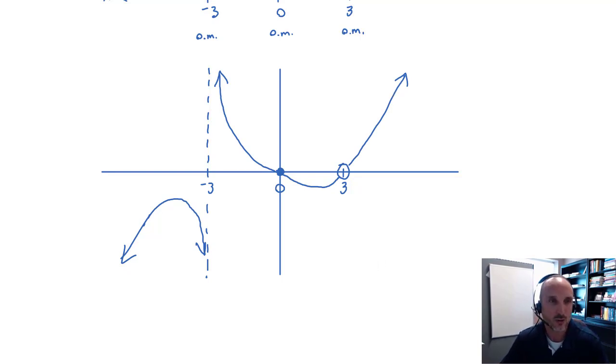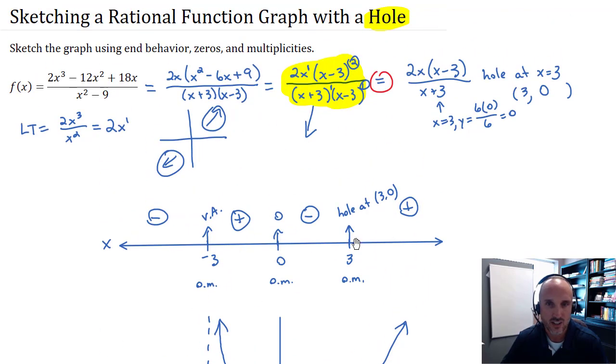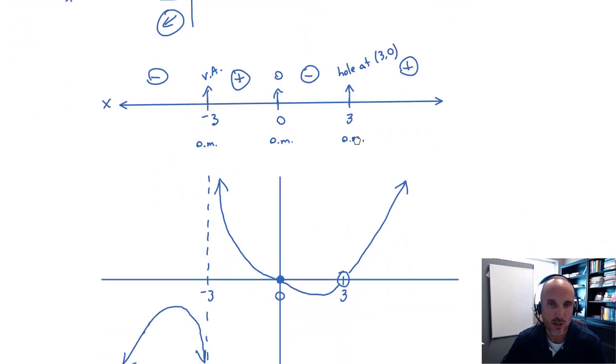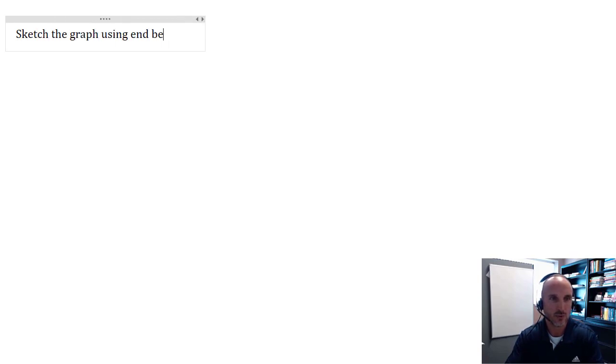Let's try another one that's a little bit different, where when you cancel the factor disappears completely. In this problem, the factor was left in the numerator. Sometimes that can happen. Let's take a look at what happens when the factor disappears completely. So sketch the graph using end behavior, zeros, and multiplicities.